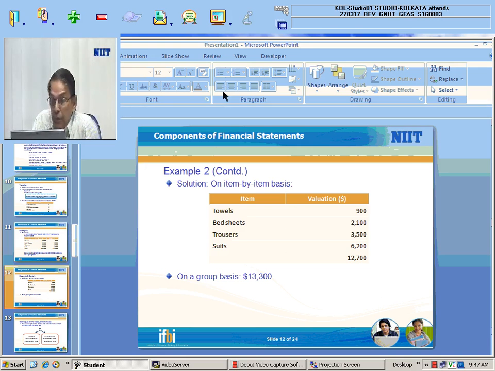On a group basis, it will be simply 13,300 because when you look at the entire group of this inventory, similar types of items, then we can take the lower of the NRV or the cost, NRV being lower, 13,300. That will be taken as a subsequent measurement of this group, and the write down involved will be only 300. Okay. So the valuation can differ in the two cases. For the same inventory, the subsequent measurement and the valuation of the inventory on the reporting date can differ.